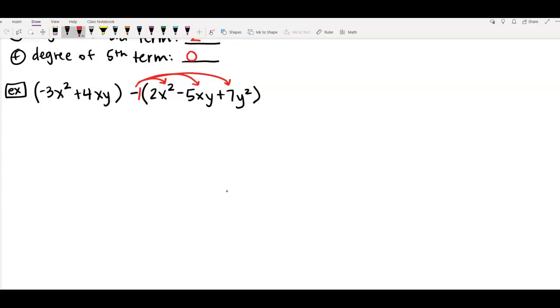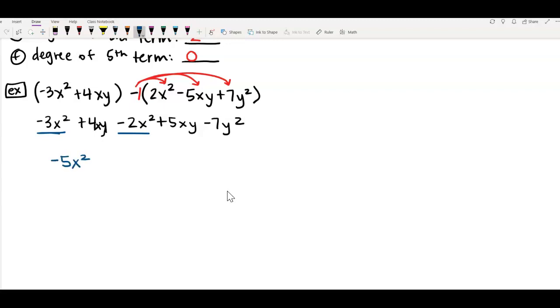All right, so if I distribute that through, I'm going to write this distributed out. So I'd have negative 2x squared plus 5xy, and then minus 7y squared. And then from here, I need to combine my like terms together. So I got a negative 3x squared and a negative 2x squared. So those can combine together to be a negative 5x squared.